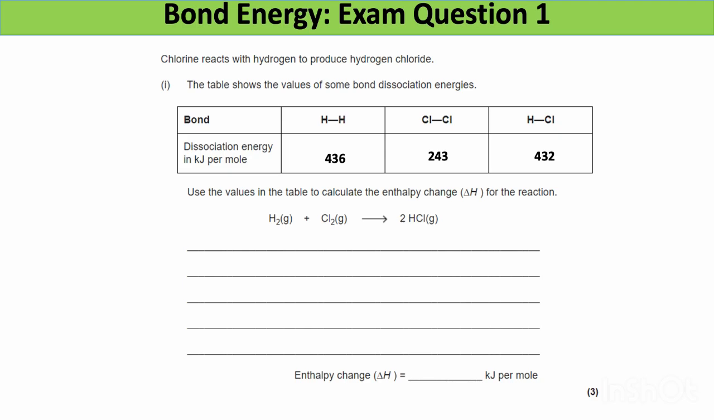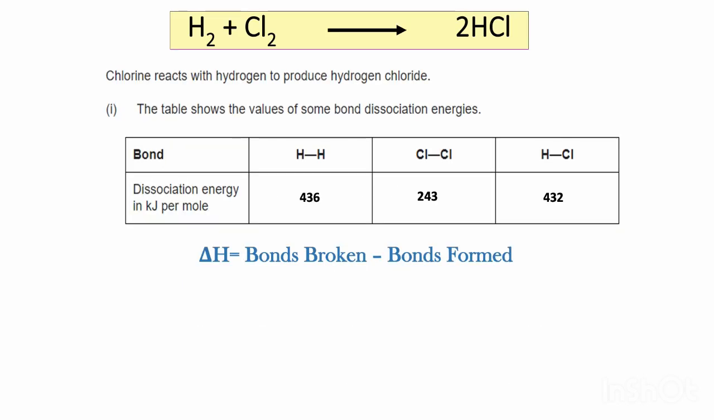Now let's look at our equation. We have hydrogen, chlorine, and then we have 2 moles of hydrogen chloride. We're going to use the balanced symbol equation and the data set in the table to calculate the enthalpy change. Now we need to look at the reactants side of the table. We have hydrogen and we have chlorine.